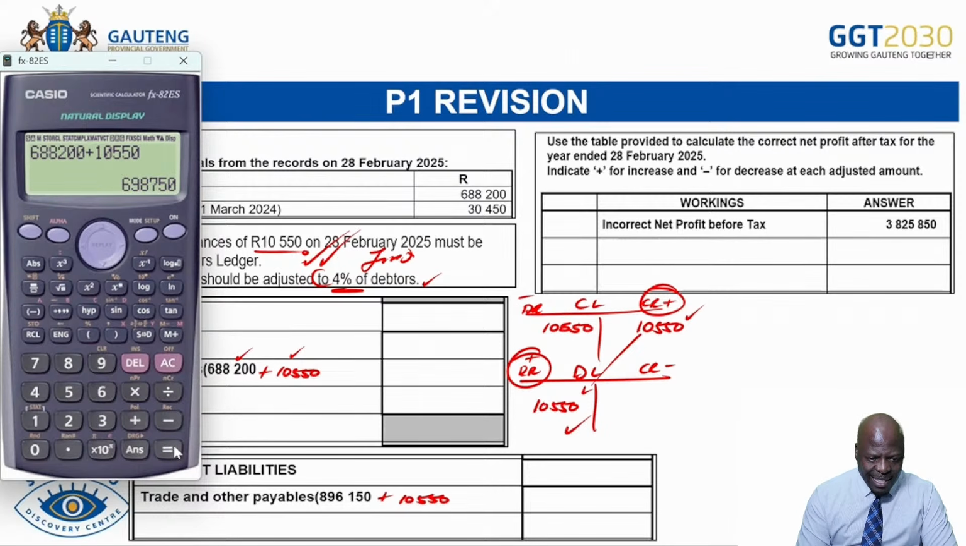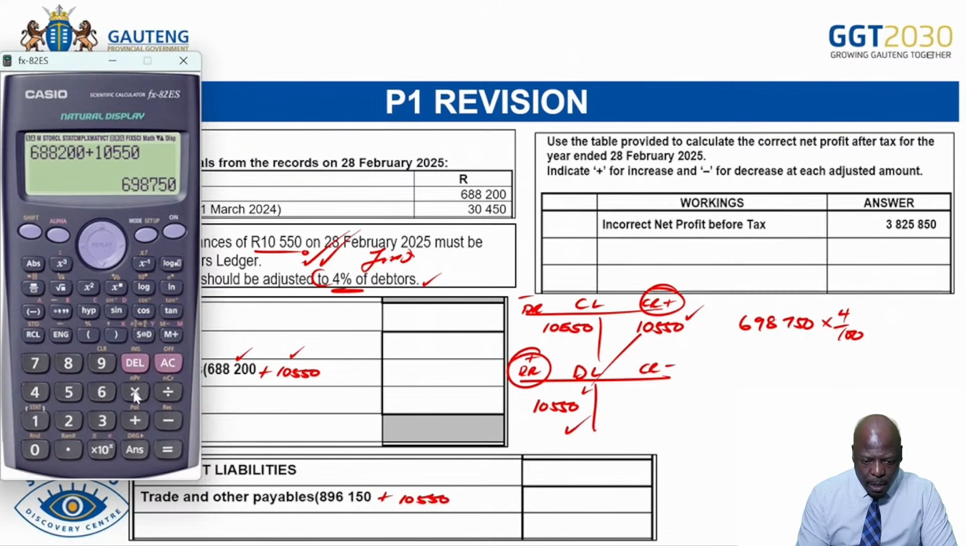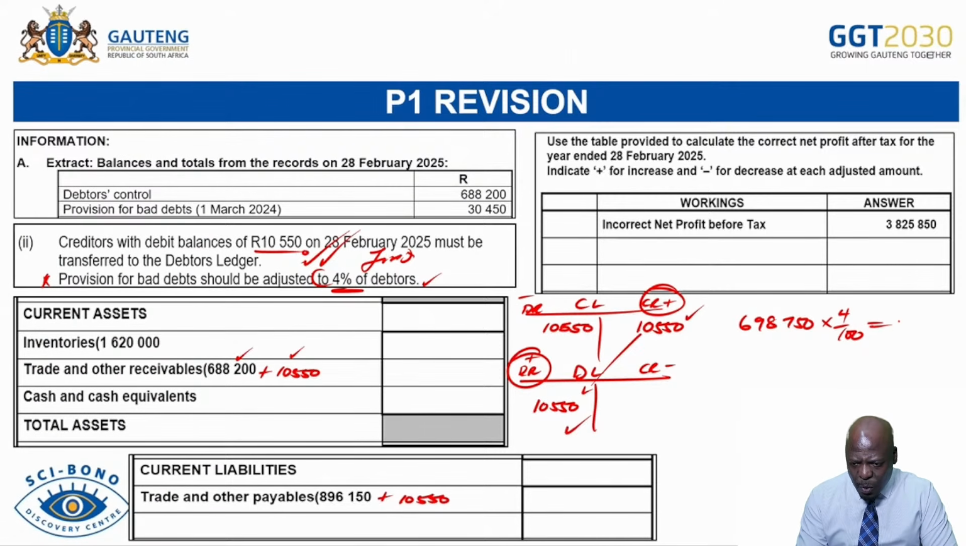And they'll give us 698,750. So I'm coming here to say 698,750. And then we calculate the provision for bad debts, which is 4%. Then I get 4% of that now. All right. Then I'm coming here and I'm saying times 4%. And that's going to give me 27,950.